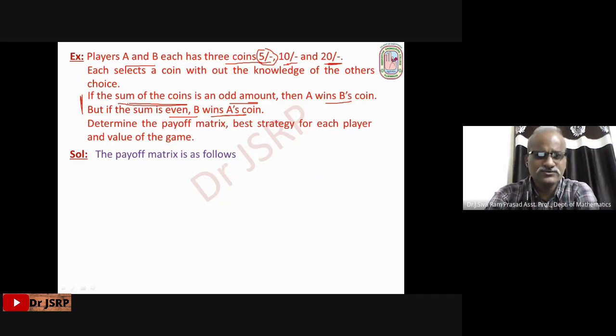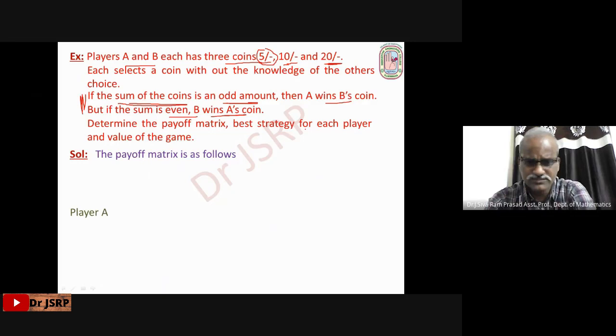If the sum of the coin values is an odd amount, in that case A wins B's coin. If the sum is even, B wins A's coin. So these are the rules to play the game. So determine the payoff matrix, the best strategy for each player and the value of the game. Okay, right. So first, how do you form a payoff matrix?